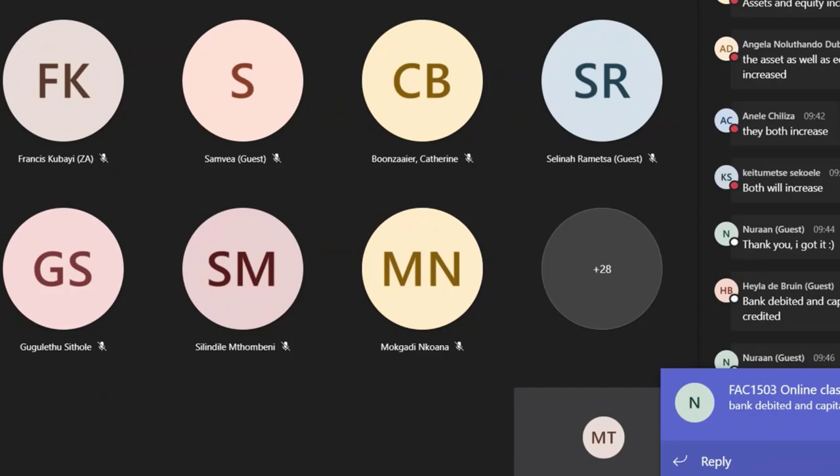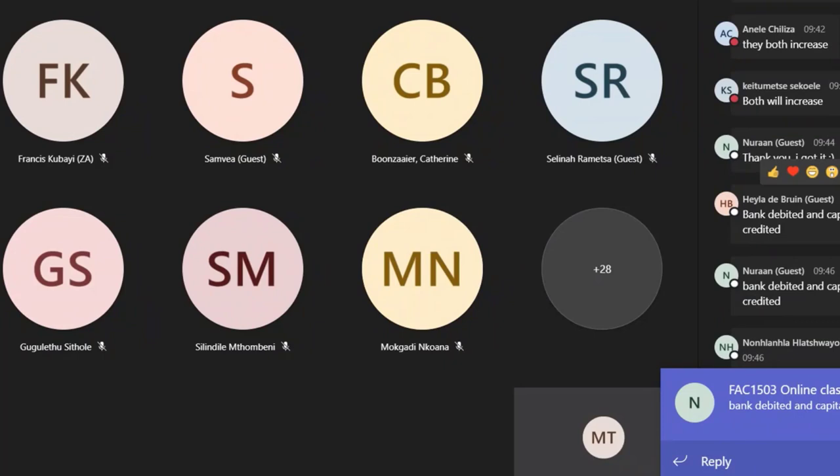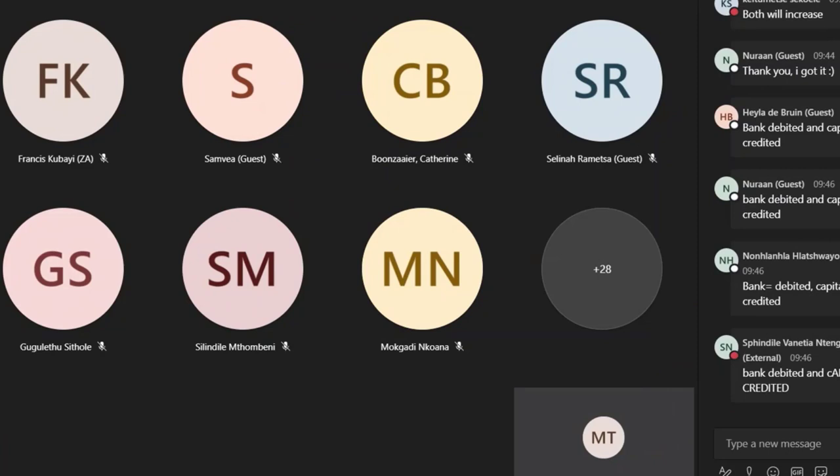So Hayla DeBrain is saying bank will be debited and capital will be credited. Okay, Noreen is saying bank debited, capital credited. And then Nontlandla is saying bank debited and capital credited. And Spindile is saying bank debited, capital credited. Guys, well done on that.